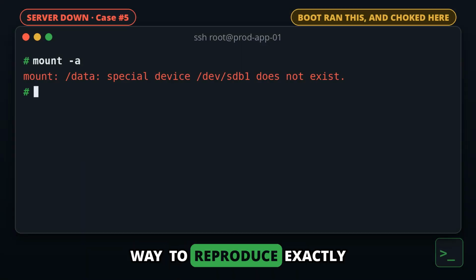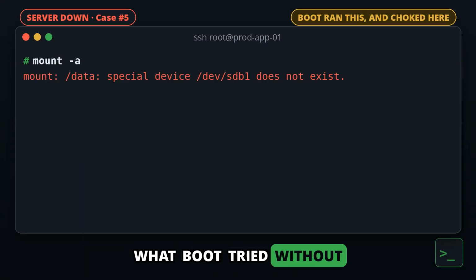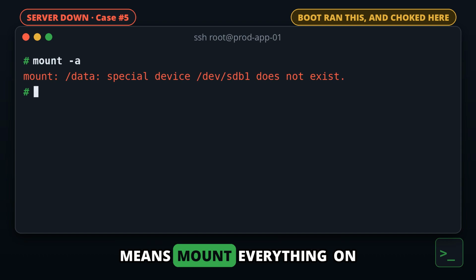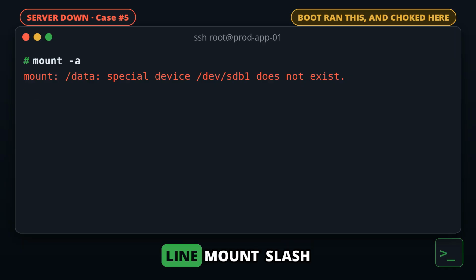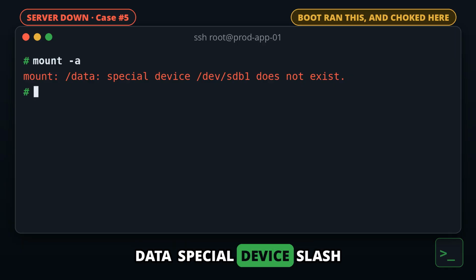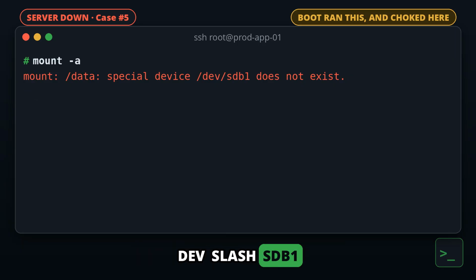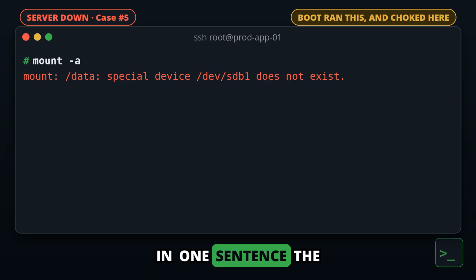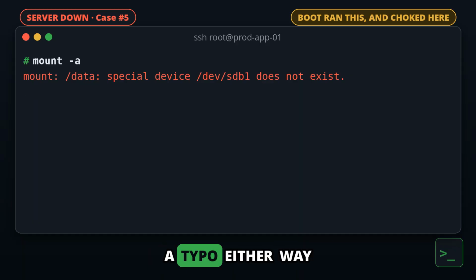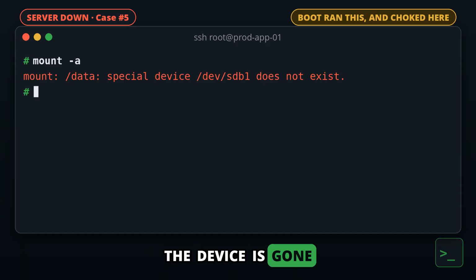Here is the safe way to reproduce exactly what boot tried without rebooting. mount -a means mount everything on the checklist. Watch, it chokes on one line. mount /data: special device /dev/sdb1 does not exist. That is the whole problem in one sentence. The checklist tells Linux to mount a disk called sdb1, and that disk is simply not here. Maybe it was removed, maybe it was a typo. Either way, the device is gone.